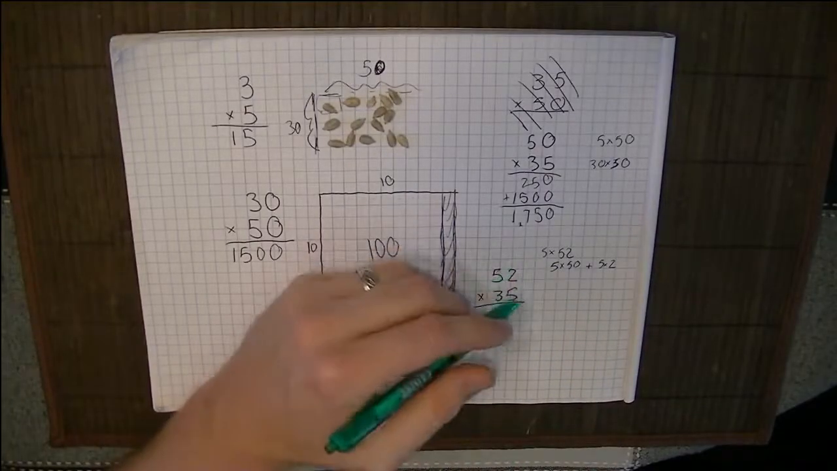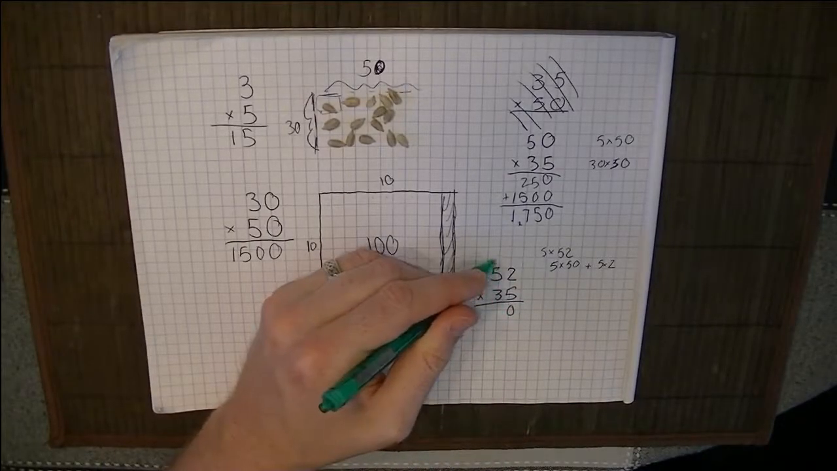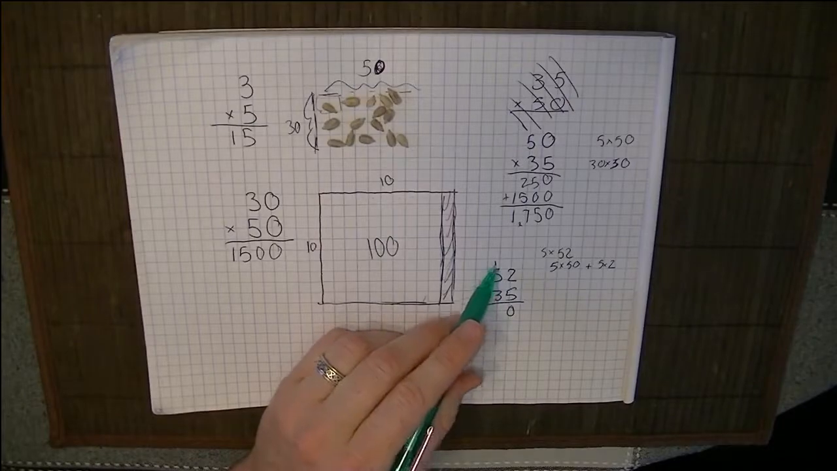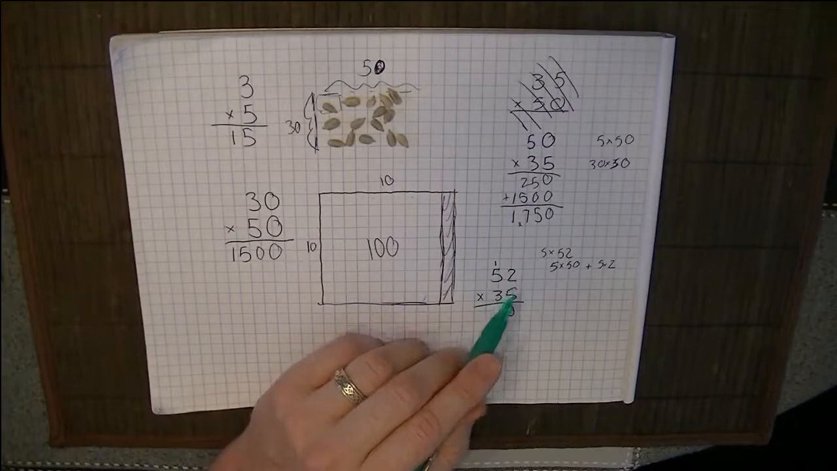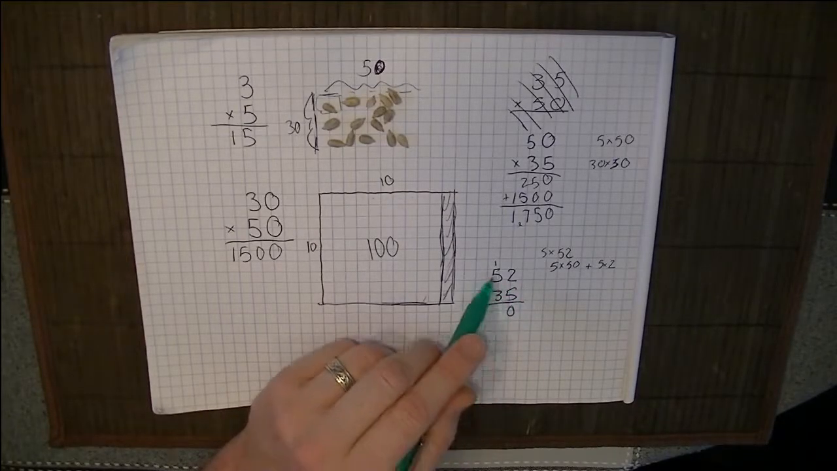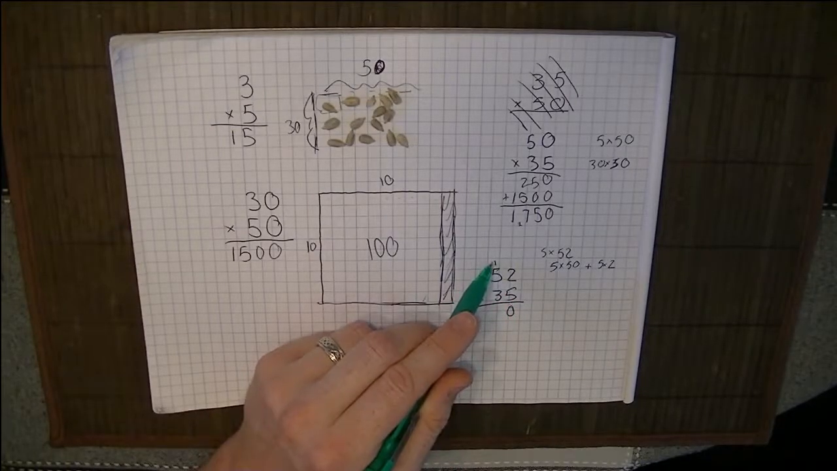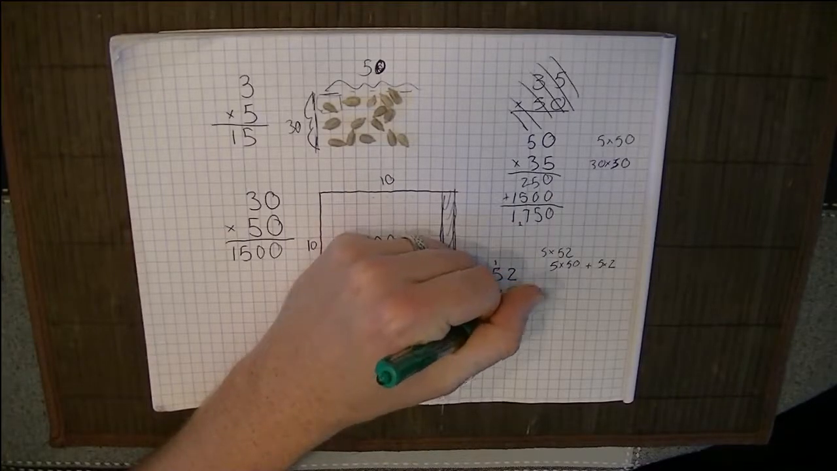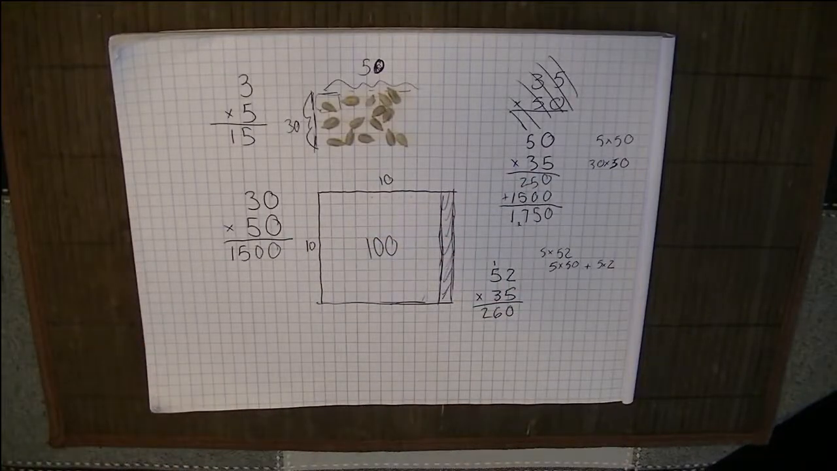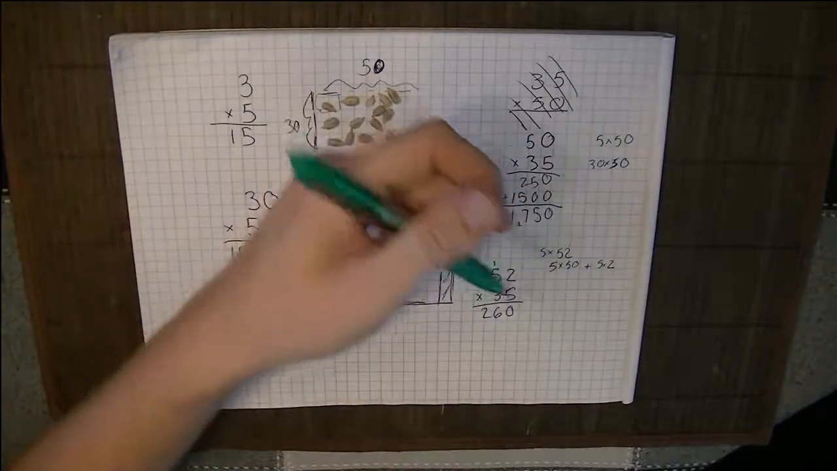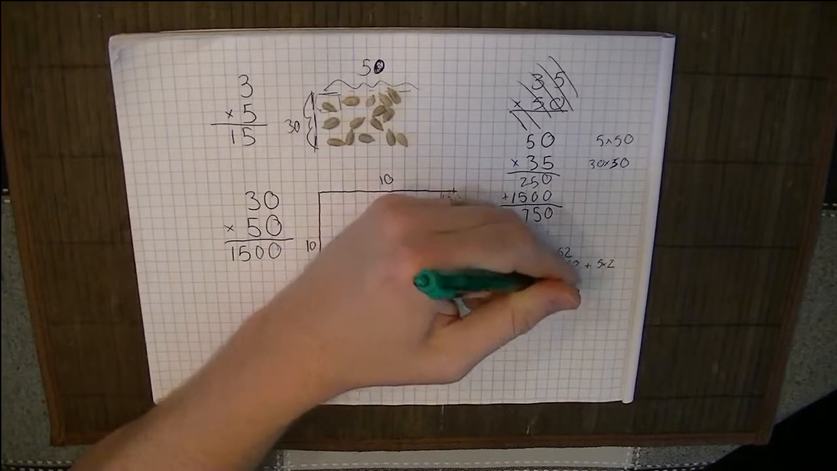So let's write that down, starting from this side. 5 times 2 is 10. So there's going to be a 0, and then we're going to add that to this 5 times 50. So 5 times 5 is 25, plus 1 is 26. So 5 times 52 is 260. Okay, hopefully you're following. Now, the next step is going to be 30 times 52.